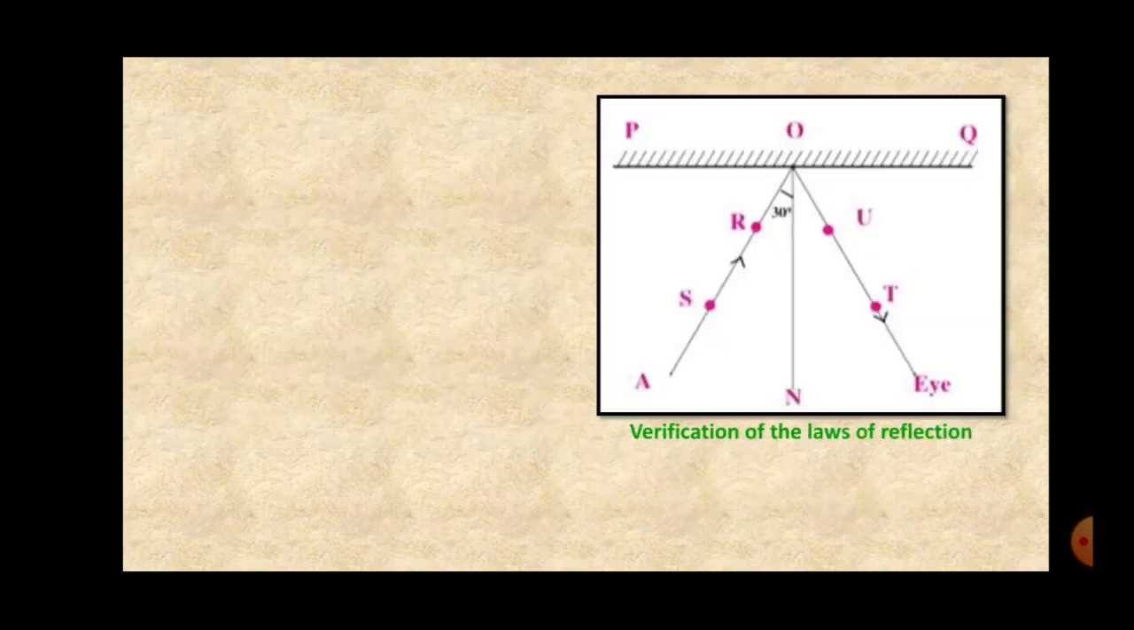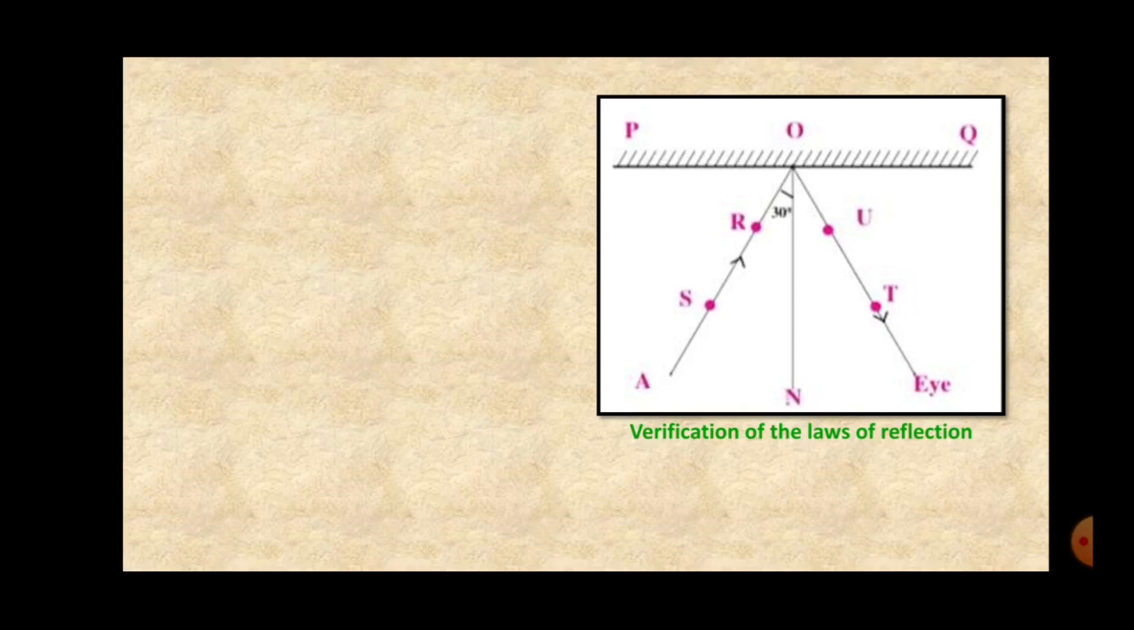Now next we are going to verify the laws of reflection, whether they are really taking place. Whatever those three points are in the laws of reflection, are they actually true? So we will verify with the help of an experiment. We will perform an experiment.